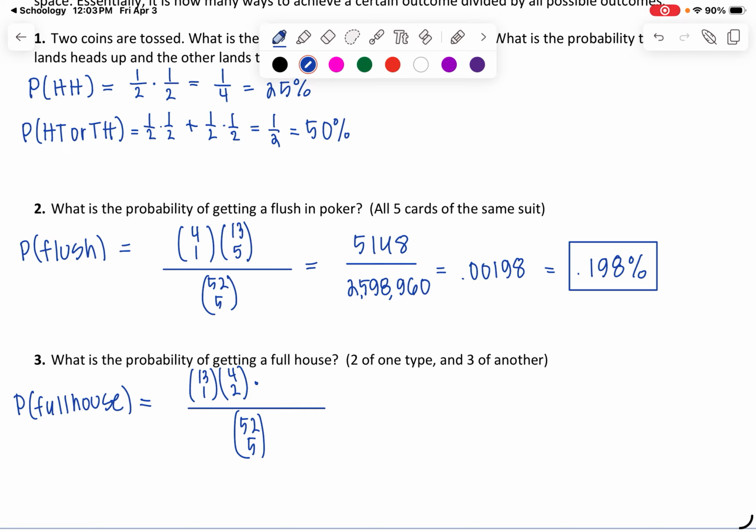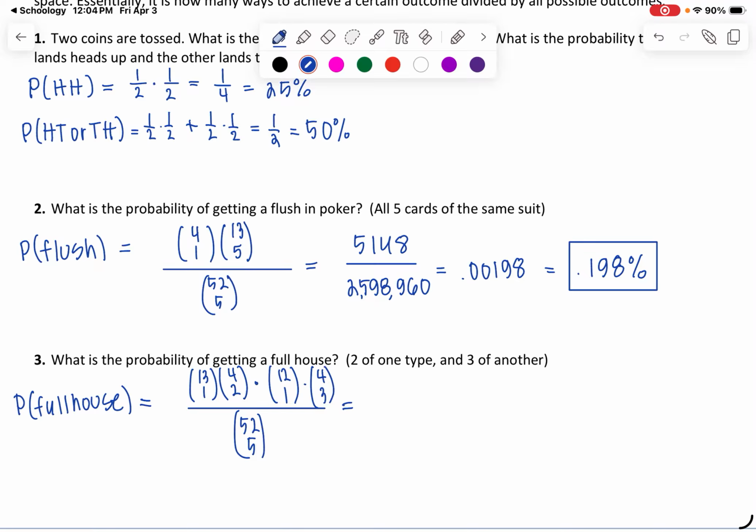Then you have to choose another. Let's say those were aces. Now you have to choose something else. There are only 12 left and you're choosing one of those. You want those to be 3 of a kind, so of the 4 that you have, you want to choose 3. We're going to put that in our calculators.